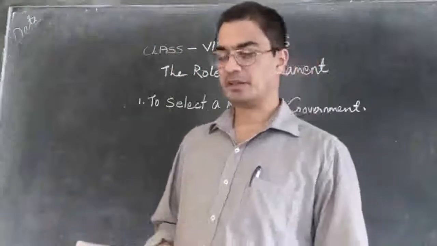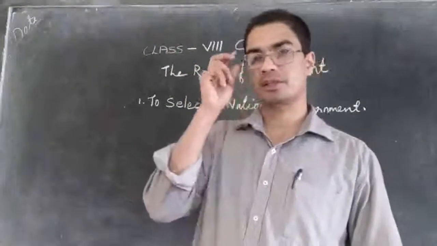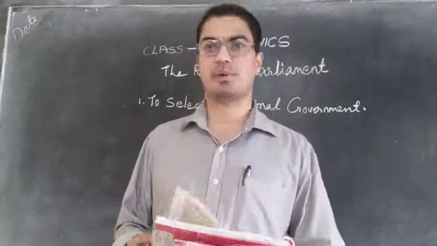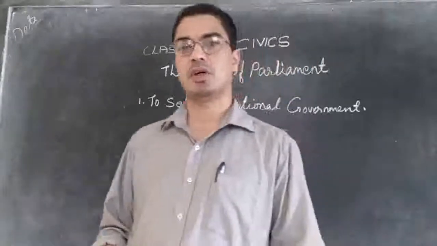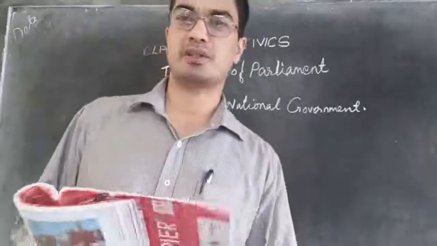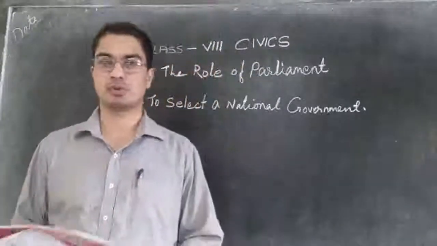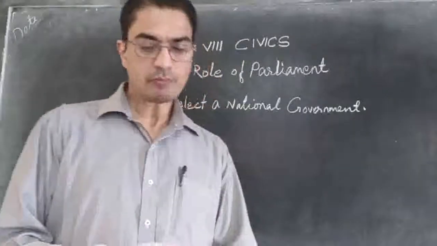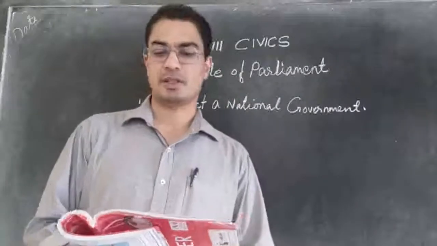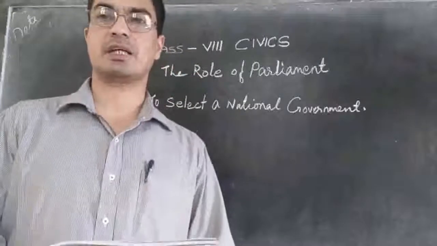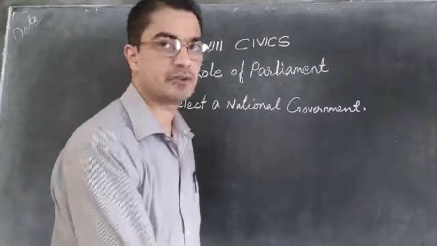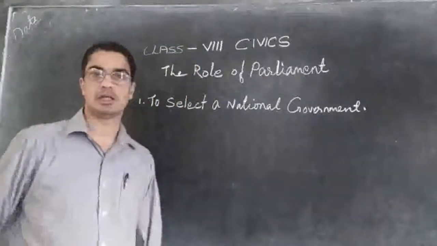So let us see in detail what are the functions of the parliament. After the members are elected, what are they to do in the parliament? They are our representatives and we send them to the parliament, and what are they doing there? What are they expected to do for us? So let us see how. You can follow your textbook, page number 36. There you will find the first point, that is to select a national government. That is the first duty.